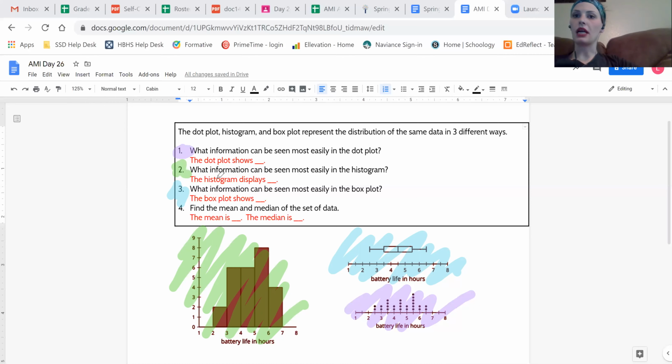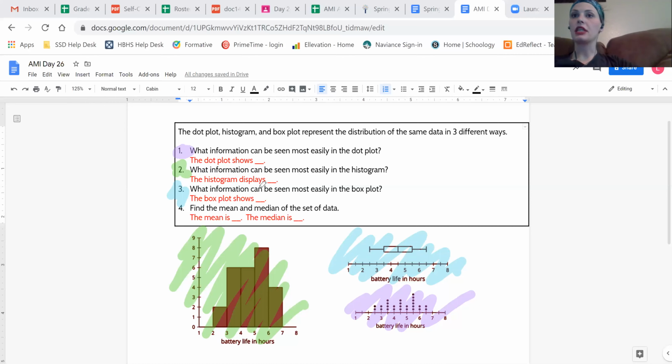The histogram right here is saying we've got the battery life in hours on the bottom, so 1, 2, 3, 4, however many, and then up on the side is the number of phones, number of electronic devices and their battery life. I'm not sure, whatever it is, same thing. So anyways, that's the histogram.